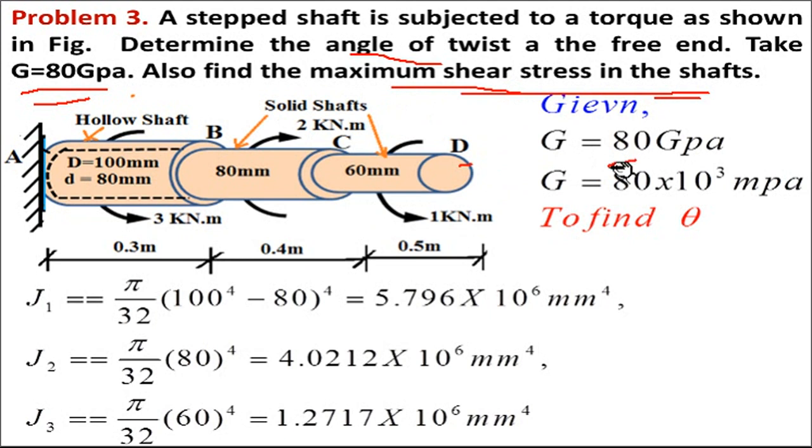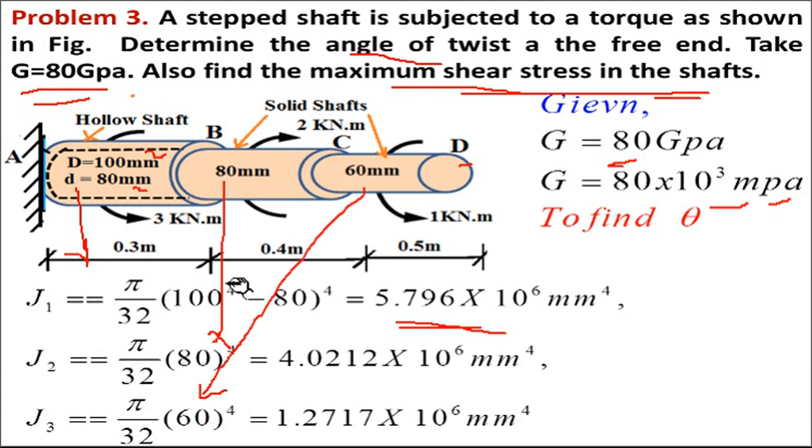So see, G is common for all three sections. It is 80 into 10 to power 3 megapascal. Then find out the polar moment of inertia for each bar. So the first one is hollow. Here you can see the dotted line is given, meaning the external diameter is 100 and internal is 80. So pi by 32 times capital D raised to 4 minus small d raised to 4. You will get polar moment of inertia for section 1. Similarly find out polar moment of inertia for section 2. Similarly find out polar moment of inertia for section 3. So you will get J1, J2, J3.